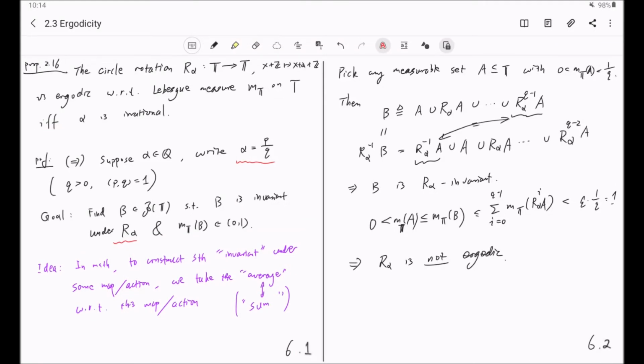The backward direction, however, will be a little bit complicated, because this time we're going to use the fact that alpha is irrational. So alpha will no longer have such explicit form. So what good properties of irrational numbers do you know? One good property we could think of is the fact that multiples of irrational numbers form a dense subset of the circle, modulo the integers. And that is what we're going to use in this backward direction.